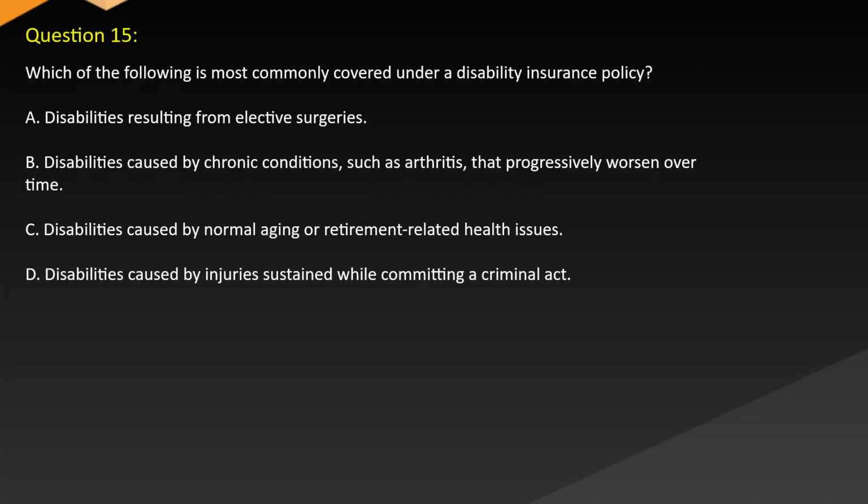Question 15. Which of the following is most commonly covered under a disability insurance policy? A. Disabilities resulting from elective surgeries. B. Disabilities caused by chronic conditions such as arthritis that progressively worsen over time. C. Disabilities caused by normal aging or retirement-related health issues. D. Disabilities caused by injuries sustained while committing a criminal act.